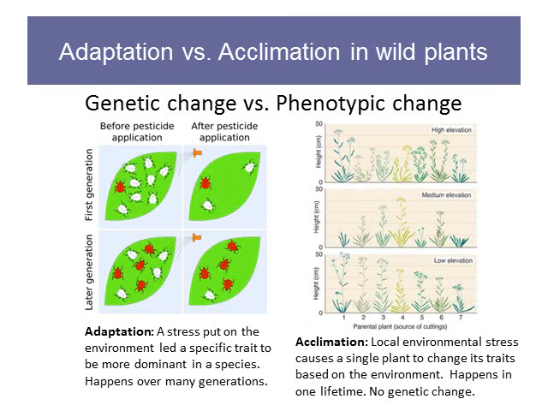Well, the idea is that adaptation is when a stress put on the environment leads a specific trait to be more dominant in a species. This happens over multiple generations. You don't see this happen in between genetically identical individuals. But an acclimation would mean that local environmental stress causes a single plant to change its traits based on the environment. So if you plant a genetically identical plant in high elevation, medium elevation, or low elevation, it will be different heights.